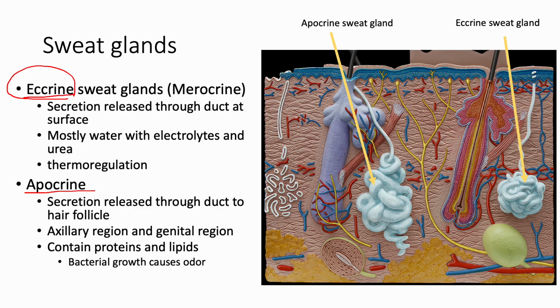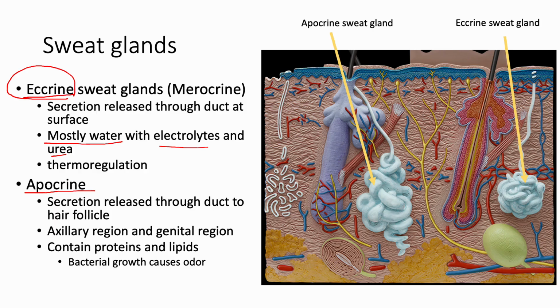They produce a secretion that is mostly water, like 99% water. But it has some electrolytes or some salts, right? If you sweat on your face and it runs down into your mouth, it tastes kind of salty. That's because of these electrolytes, sodium chloride. We also have some urea that can be secreted along with the water and the electrolytes.